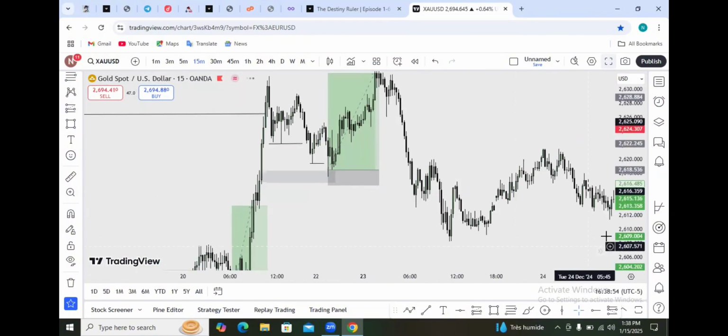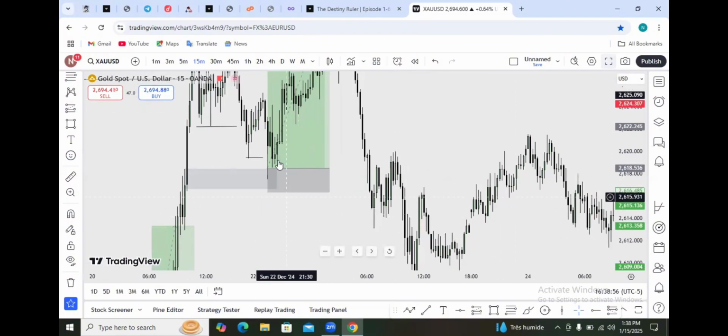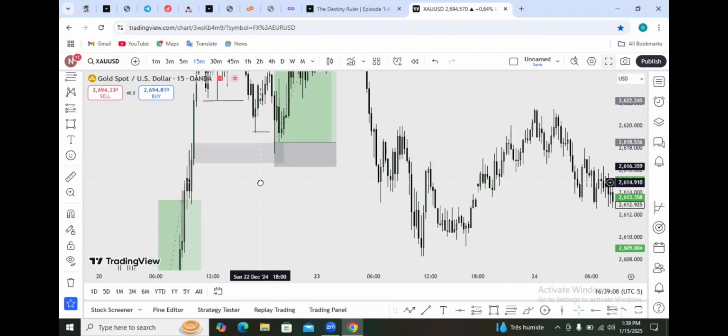Let me look at another one. I see it. This is the only place now close to the liquidity. That's why market is reacting from the wick of this candle. It's the only one closest to liquidity. That's why it was respected.